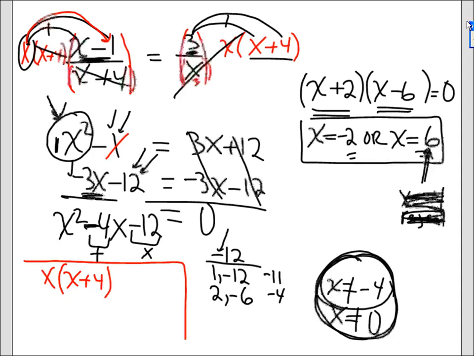Okay, this finishes up the section on factoring or solving equations by factoring. And good luck with it.